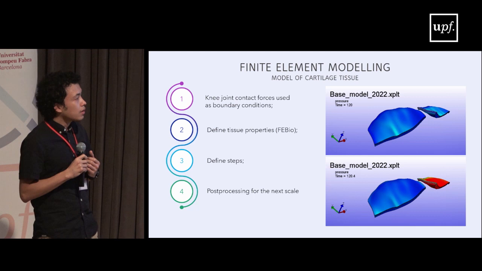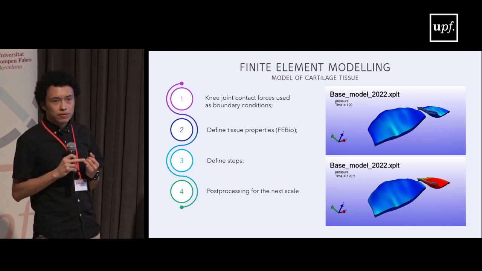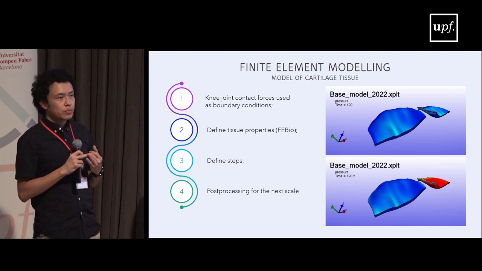And after this analysis, we select one variable, which was the total pressure, at a point of interest, which was the highest value we observed in these models, even for normal walking or the limping case. And then we jump to the next level.